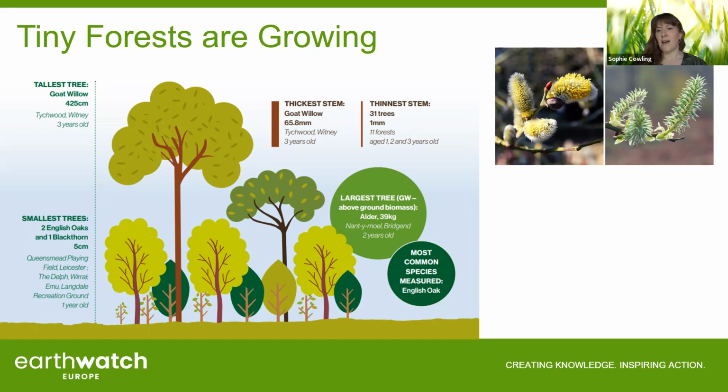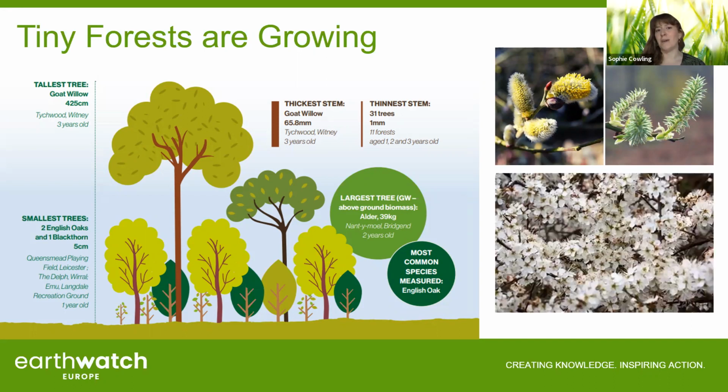And as a side for you to have a look at, if you're going to your tiny forest at the moment, some certain trees are starting to flower. On the right you can see goat willow flowers. Goat willow puts out what are called catkins. Their flowers are called catkins.